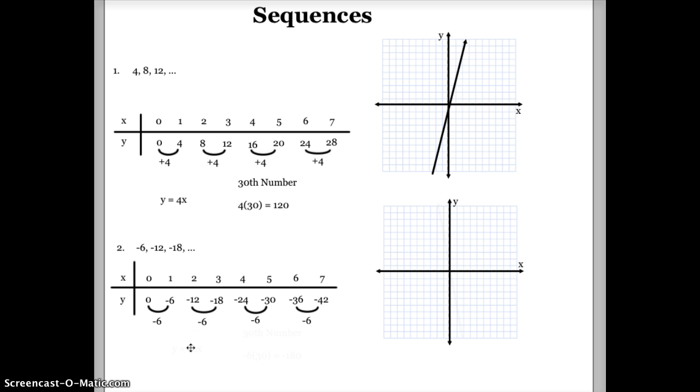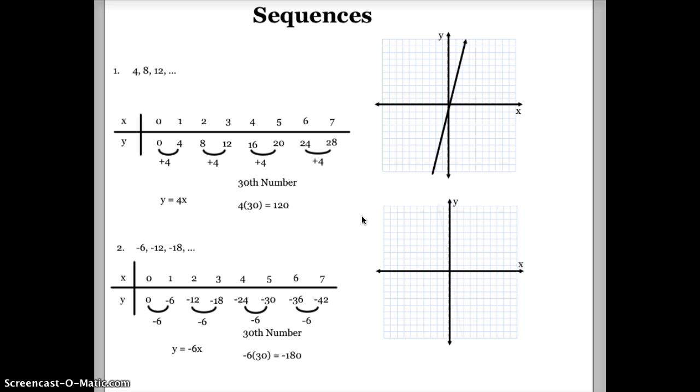Since I'm going down 6 each time, I always write my y equals equation as y = -6x. Now to find the 30th number for this one, I'm going to take -6 times 30, because I want to find the value of y when x is equal to 30. So -6 times 30 is equal to -180.